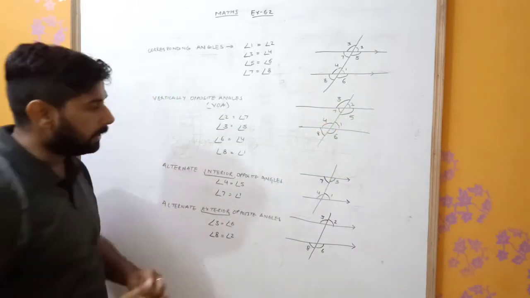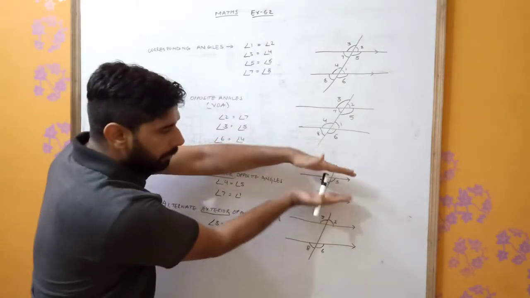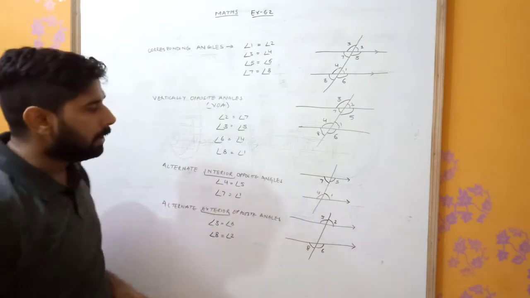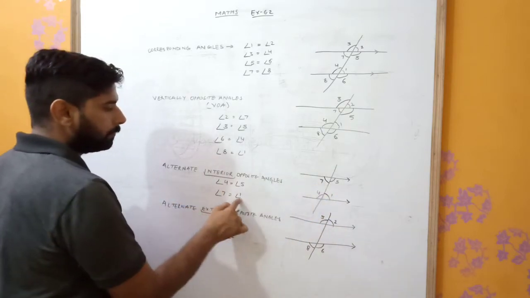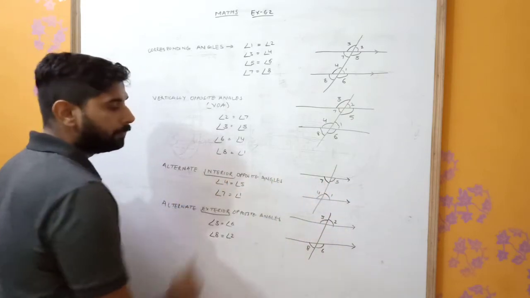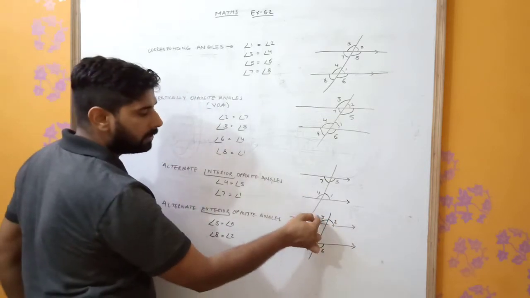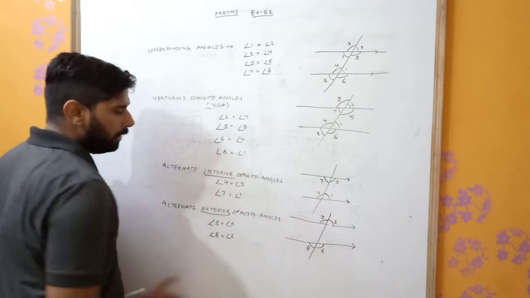Alternate interior angles. Interior means all the angles are present between these two lines. One on the right side, another on the left side. So 1 is equal to 7 and 4 is equal to 5. Alternate exterior angles means angles are outside these two parallel lines. One pair is 3 and 6 and the other is 2 and 8.